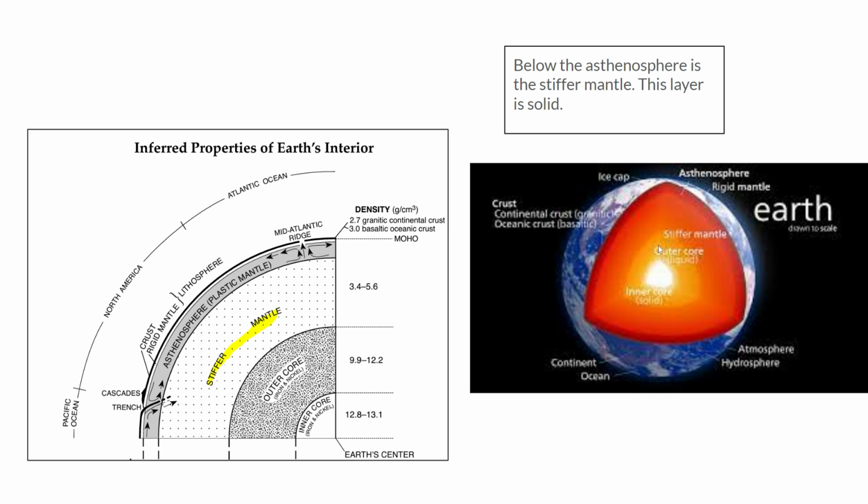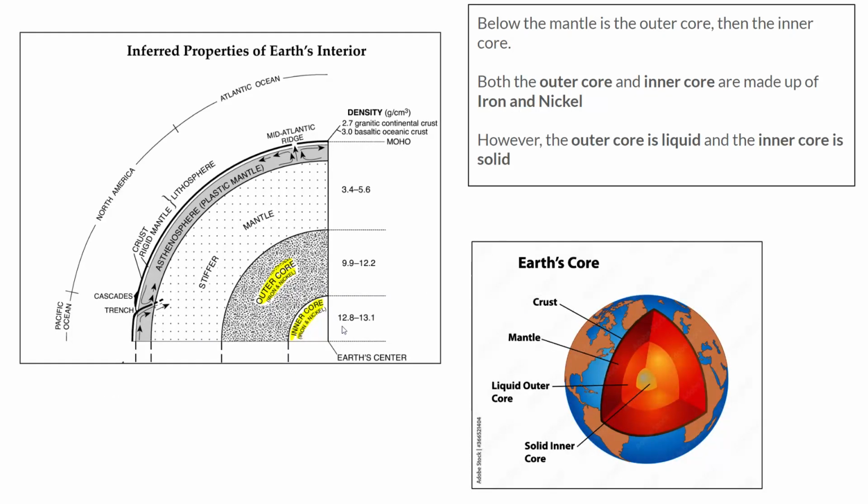Let's move on to the outer core. The outer core and the inner core are our innermost parts of the earth, and as you can see, they're both made up of iron and nickel. Iron and nickel. So, what's the difference? The difference is that the outer core is actually liquid. This part right here is actually liquid, and the very inner core is solid.